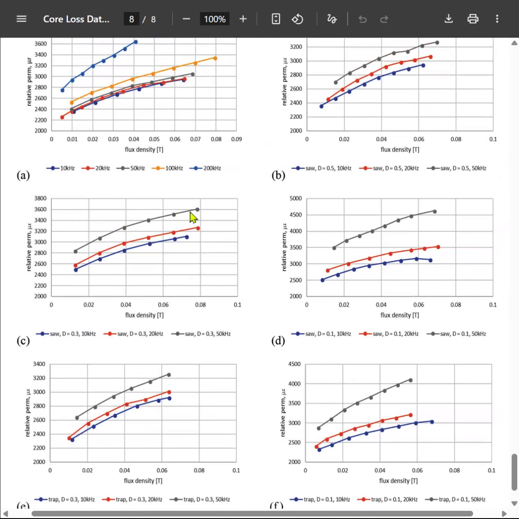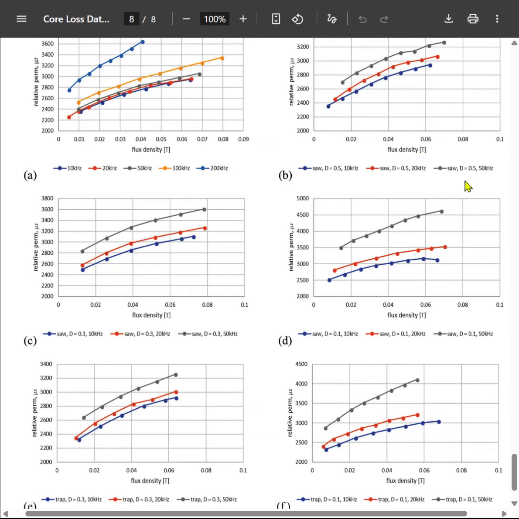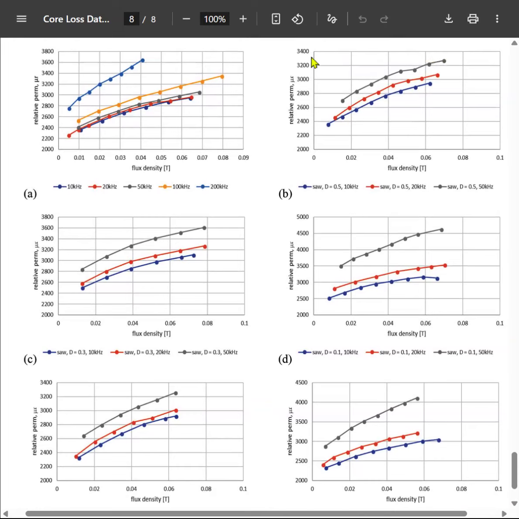From there we can also see that at a higher duty cycle, which is 0.5, and higher frequency of 50 kilohertz, we are getting a permeability of I think 3300. Similarly, we see here the flux density has also increased, going up to 0.08, and it is 3600. Similarly, for duty cycle 0.1 and 50 kilohertz frequency, we are getting a flux density of 0.07 and a relative permeability of 4600.